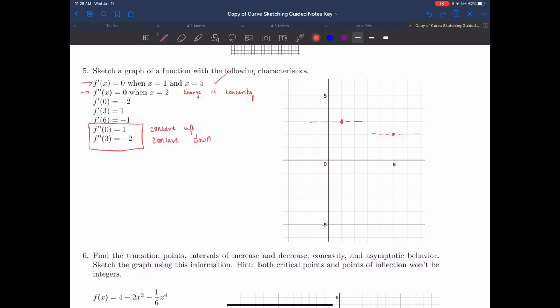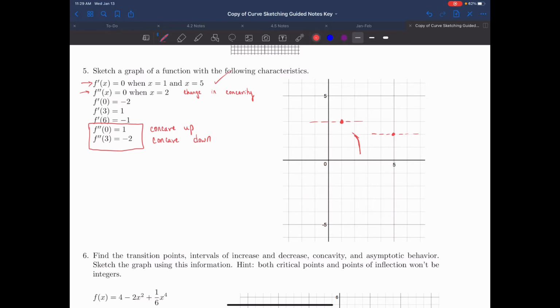Okay, so this is where it gets a little tricky. At x equals 2, it changes concavity. So I'll put it here. What that means is that the function is going to be concave up to the left of 2 and then concave down. So the function will do something like this. So notice that is concave down. And I'm going to do the next couple of parts first before I connect any dots.